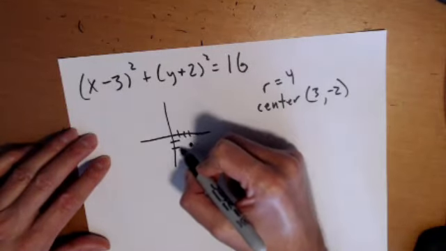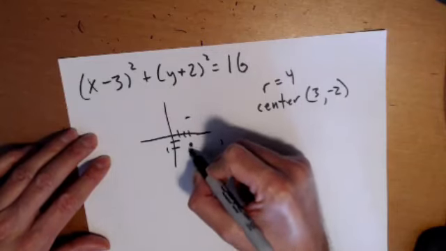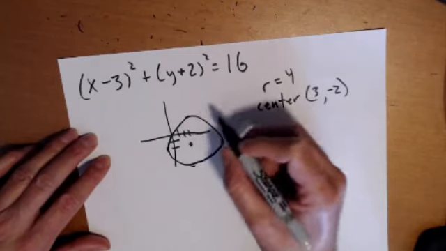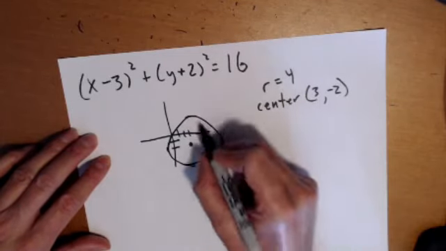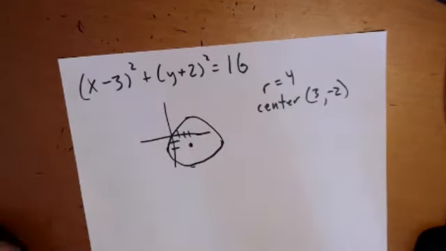So 1, 2, 3, 4 in each direction. Yeah, graph paper would probably look a lot prettier. So see, radius of 4. Circle, radius 4, center of circle, over 3, down 2. Okay.